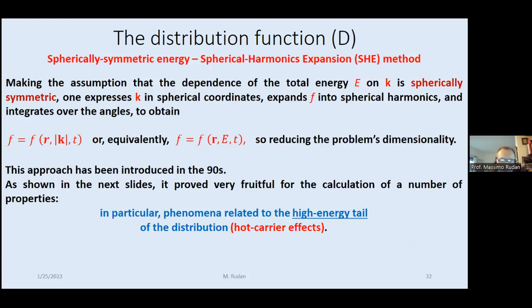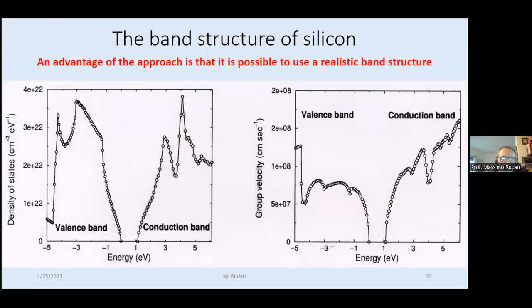And these properties are, of course, related to the high energies or high energy tail of the distribution, which are the so-called hot carrier effects. So in the next few slides, I'm going to show a few examples of application of this method.